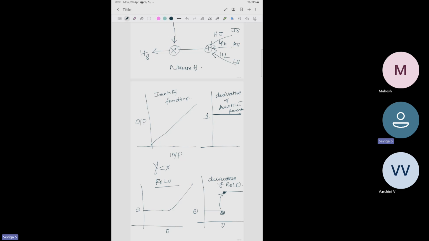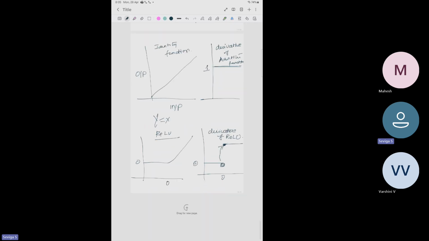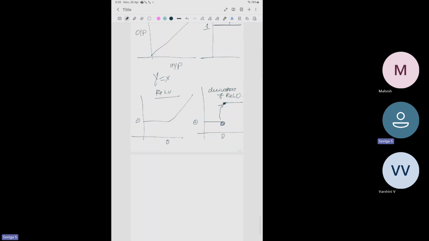So this is how we are including an activation function in the backpropagation algorithm. Now let's look into the last part of it. We will look into the critical control that keeps everything working well. That's the learning rate.